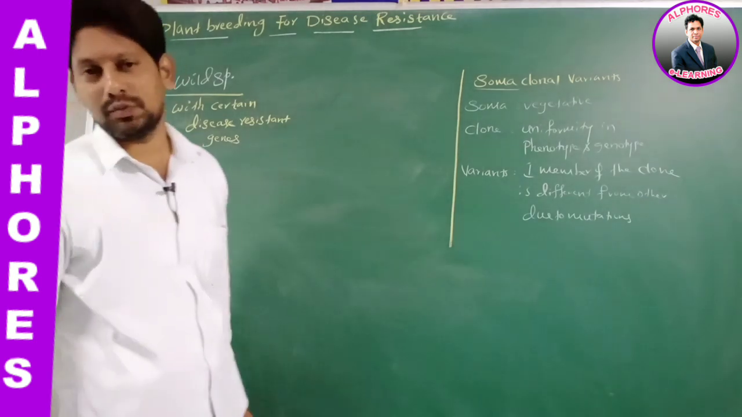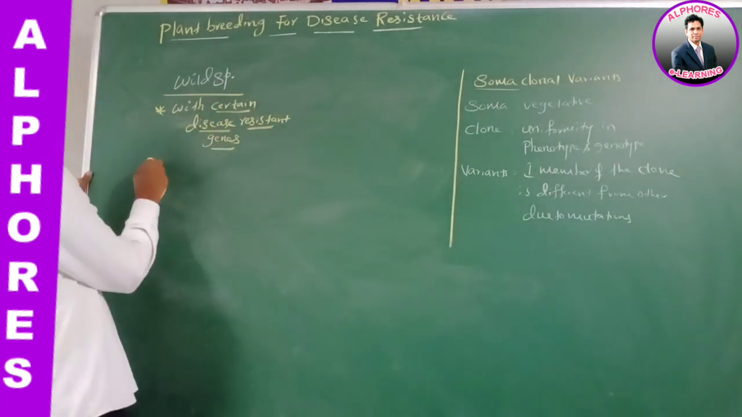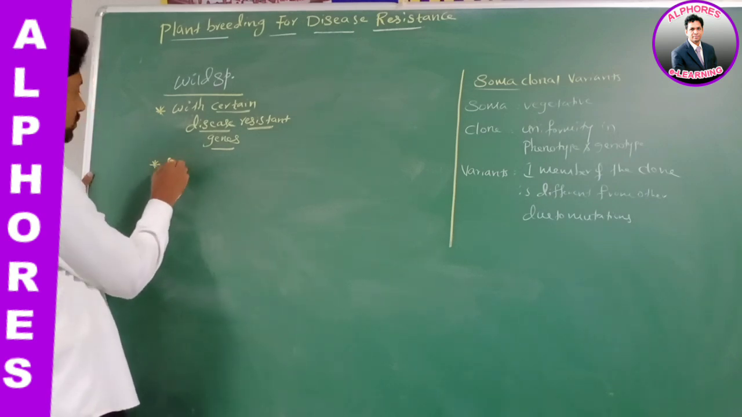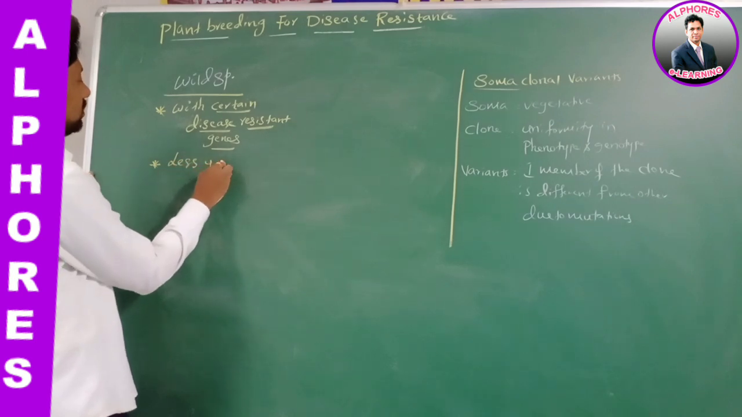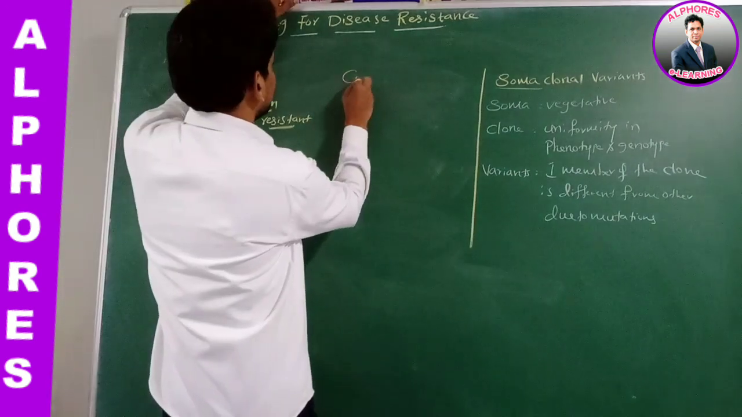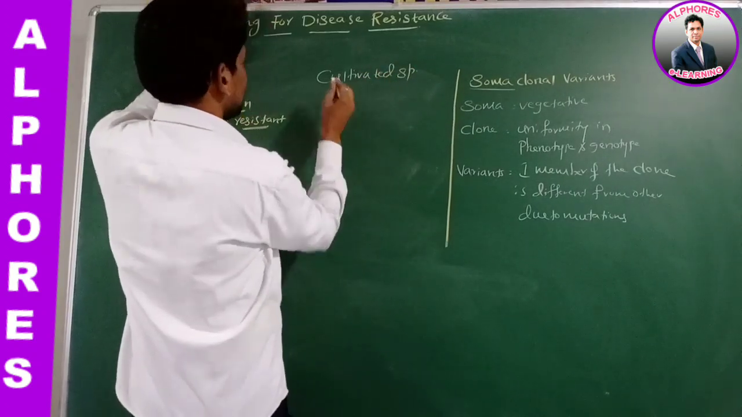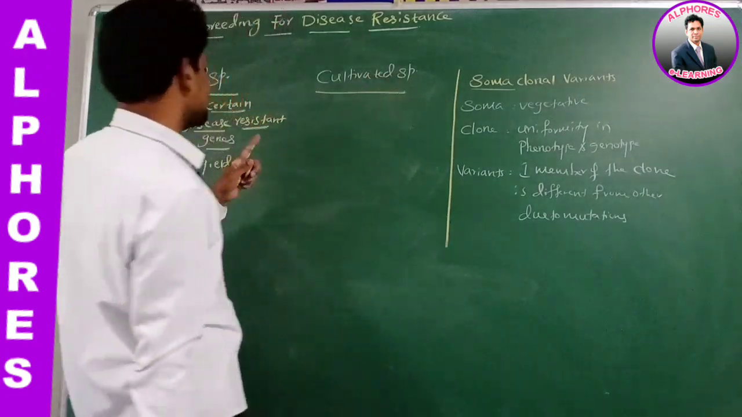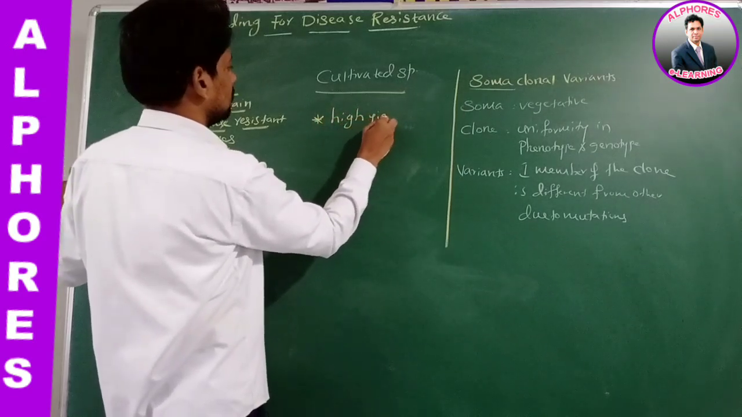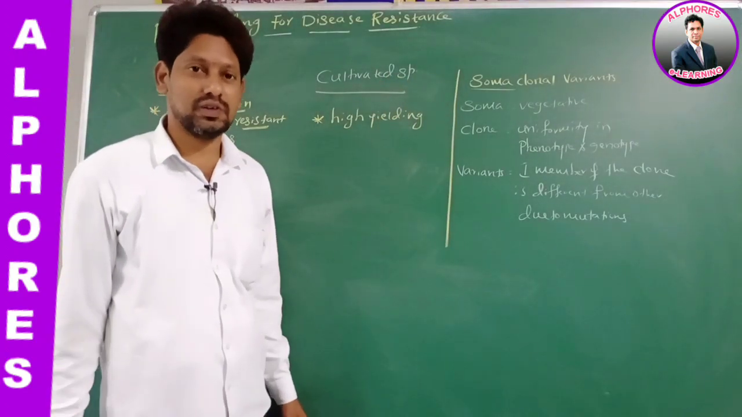Which species? Wild species. Wild species have certain disease resistant genes. But their yield is less, less producing, less yielding. Whereas cultivated species are high yielding.